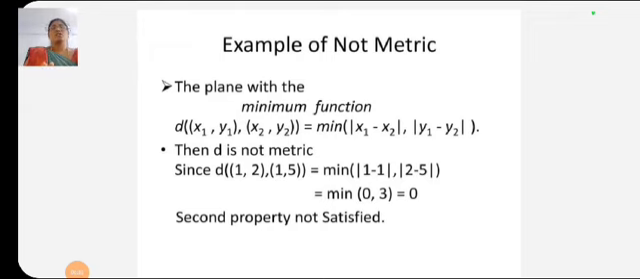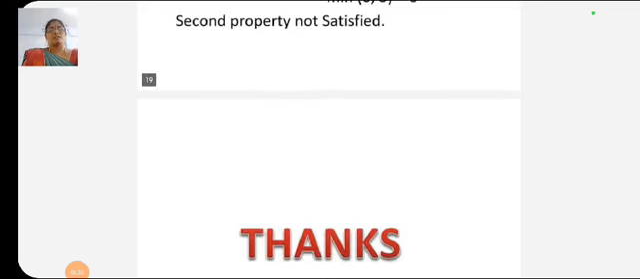So we have to calculate the distance between the points. The minimum becomes 0, so the second property is not satisfied.